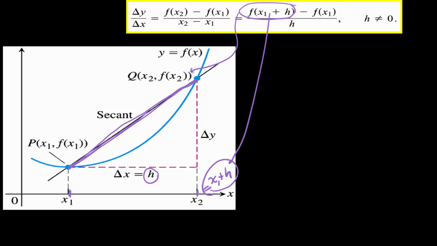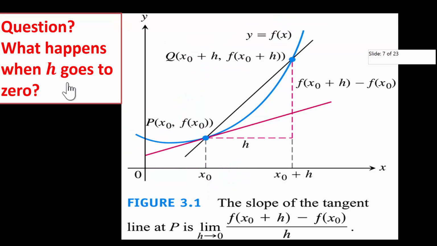Question, what happens now when h goes to 0? That means that this secant line will just keep on moving and inching towards x sub 0. So we take the secant line and let's make h closer or smaller. So it's going to be right here. So we take that line. Then move a little closer, etc.